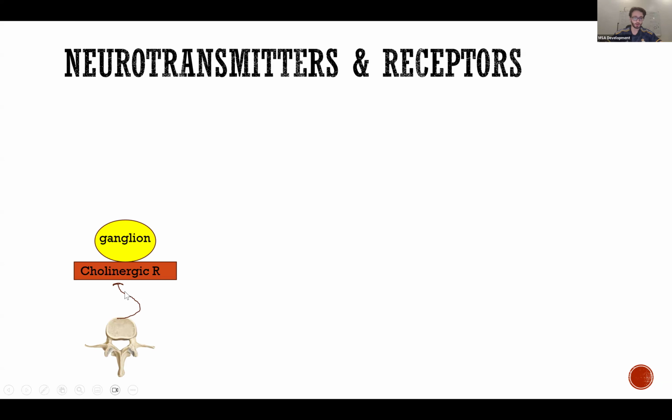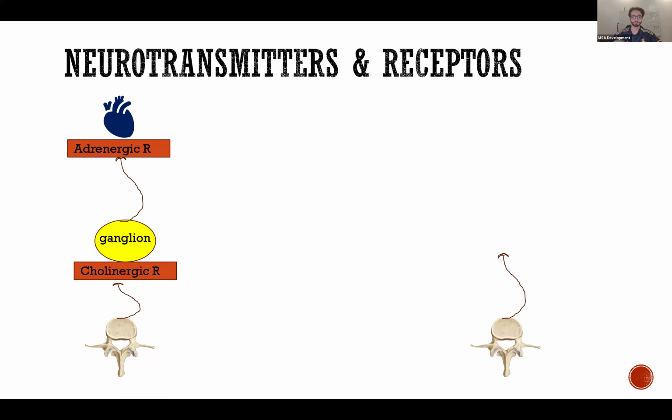After the preganglionic neuron releases neurotransmitters into the cholinergic receptor and finally passes through the ganglion, it will then move to the adrenergic receptor of a target organ. It might be confusing for now, just keep it at the back of your head. This is the sympathetic nervous system and how it goes on.